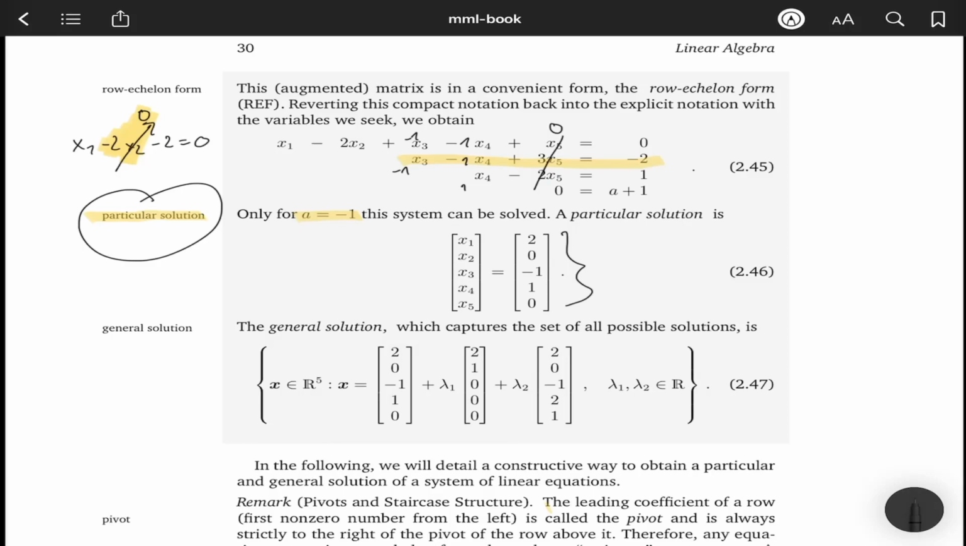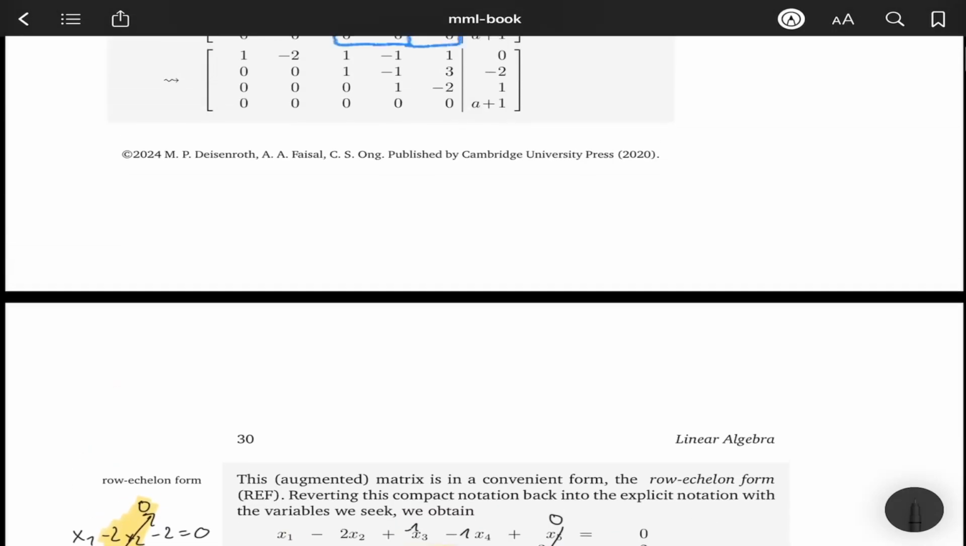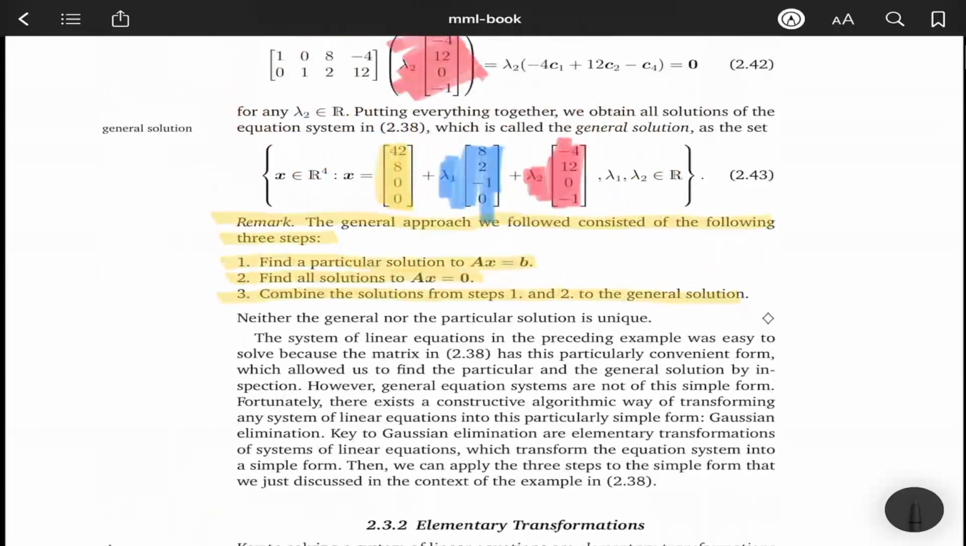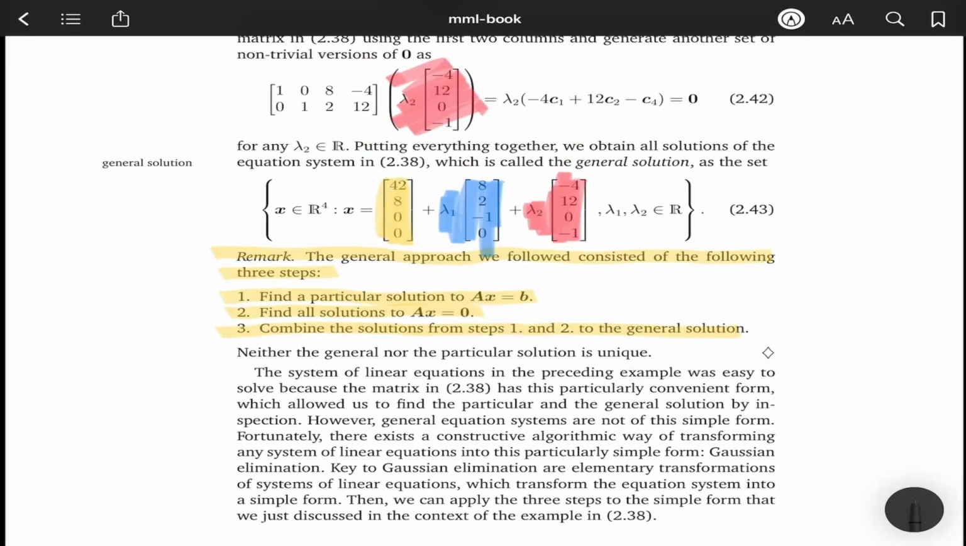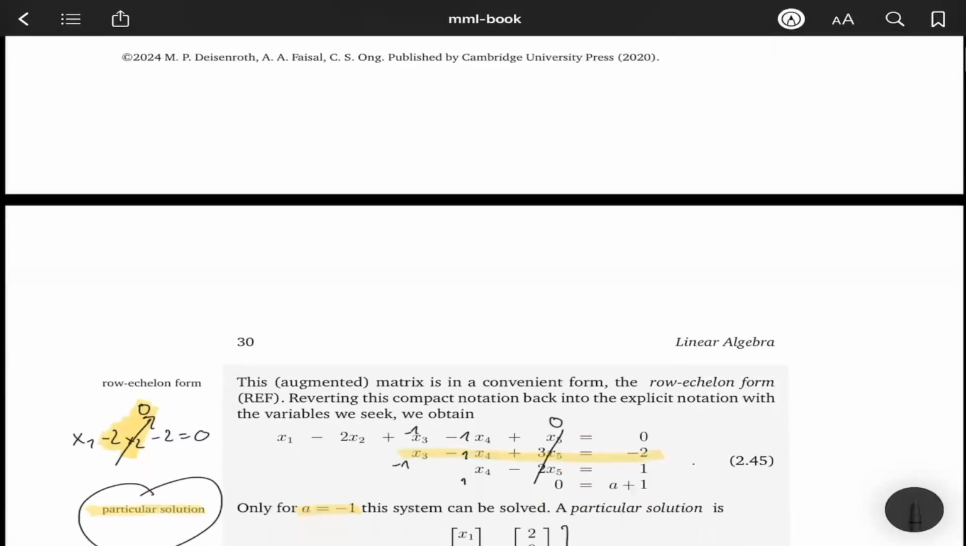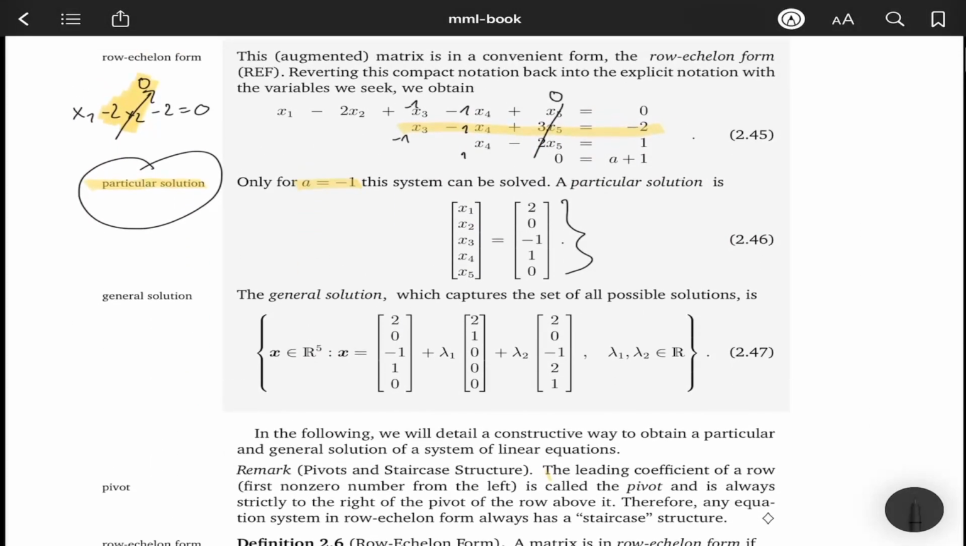And having a particular solution is really great because if we go up, we know that the general approach we follow consists of the following 3 steps. First, find a particular solution, which we have. Then find all solutions and then combine. So the particular solution is here. Now the general solution, which captures the set of all possible solutions, is.